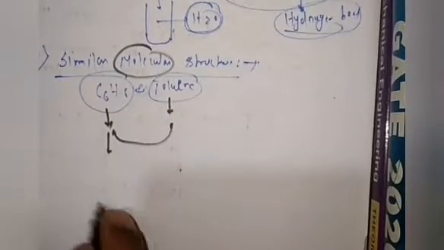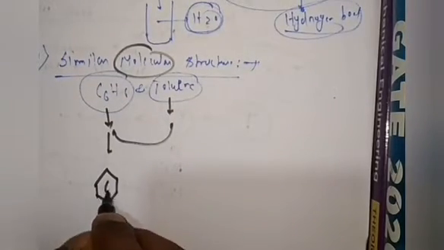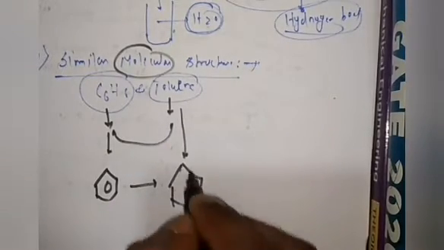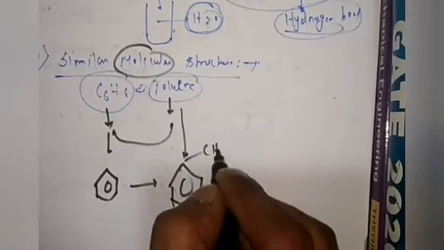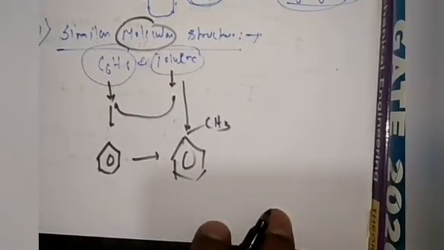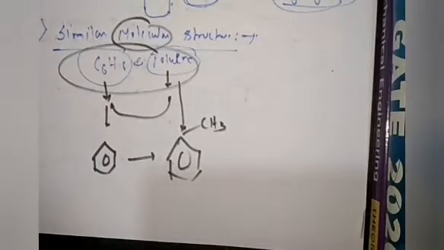If you will see the structure of benzene, then the structure of benzene will be like that, and if you will see the structure of toluene, then structure of toluene will be like that, CH3. They both have similar molecular structure. That's why benzene and toluene, they both are soluble with each other.